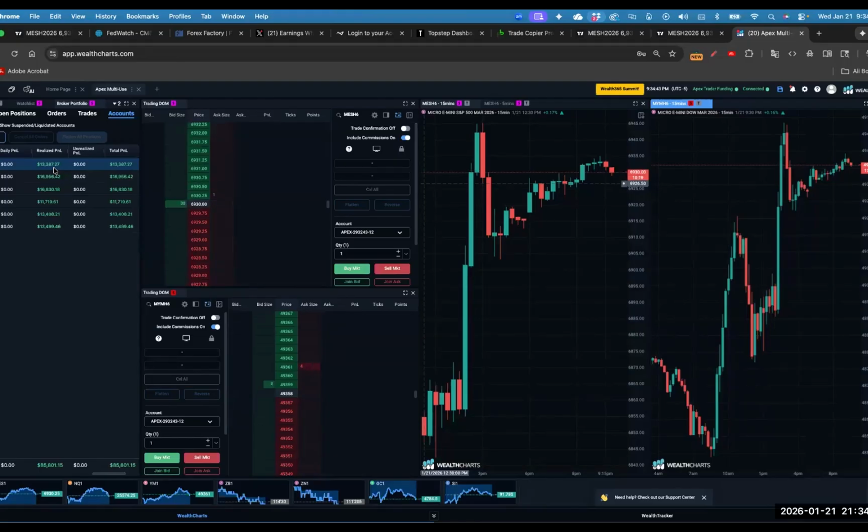How many accounts do I have? I have 16 different accounts, and I'm paying every month, but it'll take me one payout to get back the money I spent on this, versus putting $5,000 or $10,000 in my own account and trying to make the same amount I would make off of these accounts. Think about this math, right?